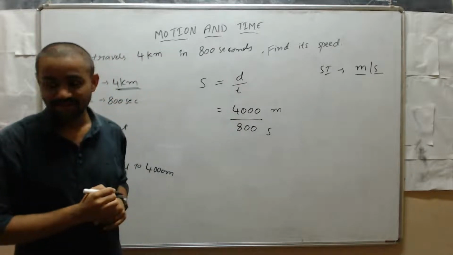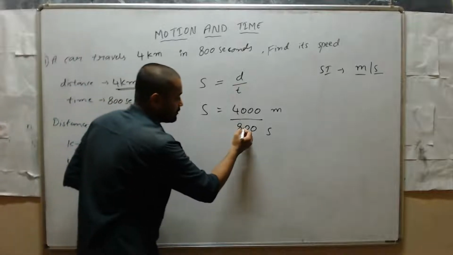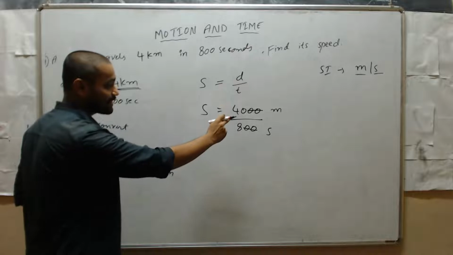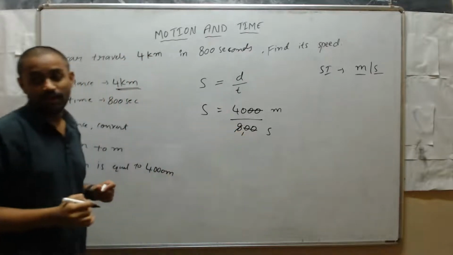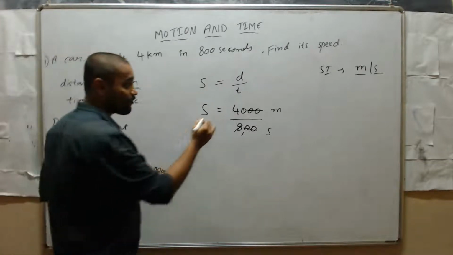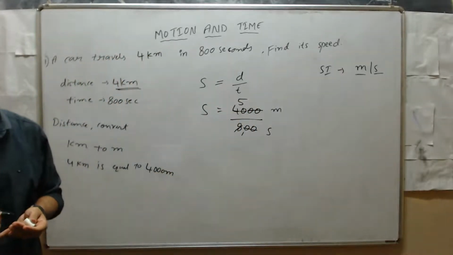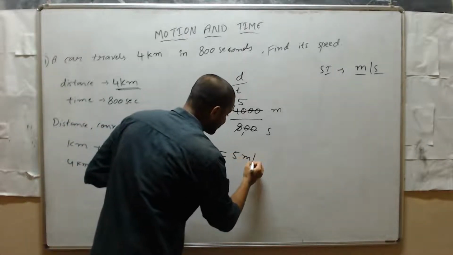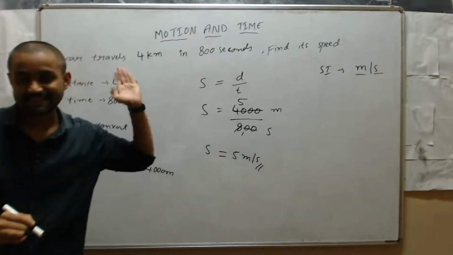Now, what is the speed? Both the zeros will cancel here. Then in the numerator 40 remains, and in the denominator 8 remains. 8 5s are 40. Then the speed is equal to 5 meters per second. This is the speed covered by that car.